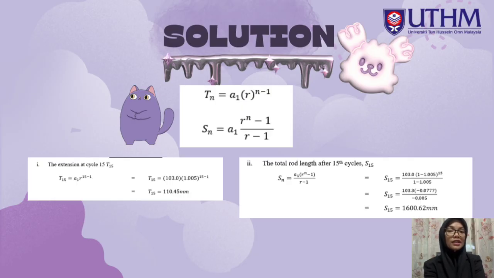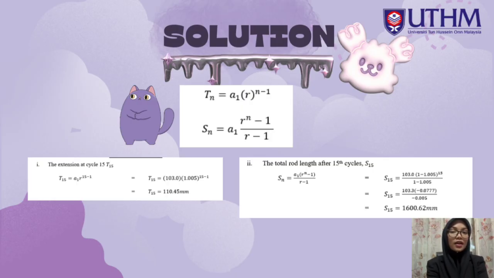power of the n minus 1, and the total expansion is calculated by Sn equal to A1 multiplied by R to the power of n minus 1, divided by the quantity R minus 1. Unlike the arithmetic model, this approach represents accelerated rather than constant expansion. So, using the geometric model, the piston rod length at cycle 15 is approximately 110.42 millimeters, which exceeds the maximum safe length.